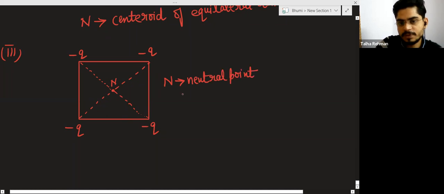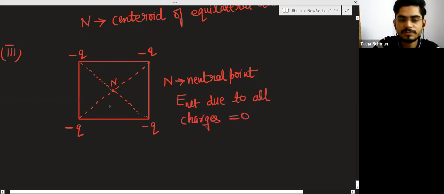And the neutral point means E net, the net electric field due to all charges, is equal to 0. This system is also symmetric. Take a knife and cut this system from here. You will get two similar parts.